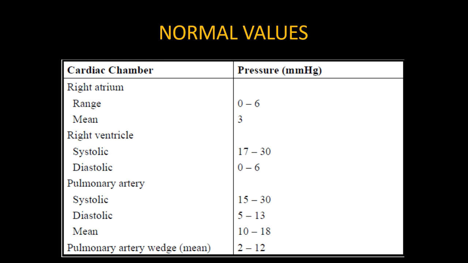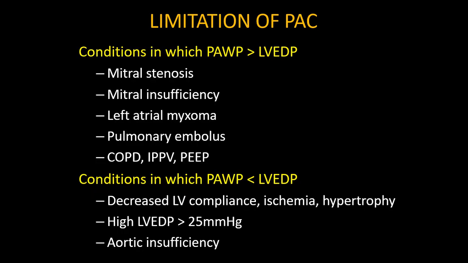These are the normal pressures. Right atrium, the range is from 0 to 6, mean is 3. Right ventricular, the systolic is 17 to 30 and diastolic is 0 to 6. In pulmonary artery, systolic is 15 to 30, diastolic is 5 to 13 and mean is 10 to 18, and pulmonary artery wedge pressure is 2 to 12.